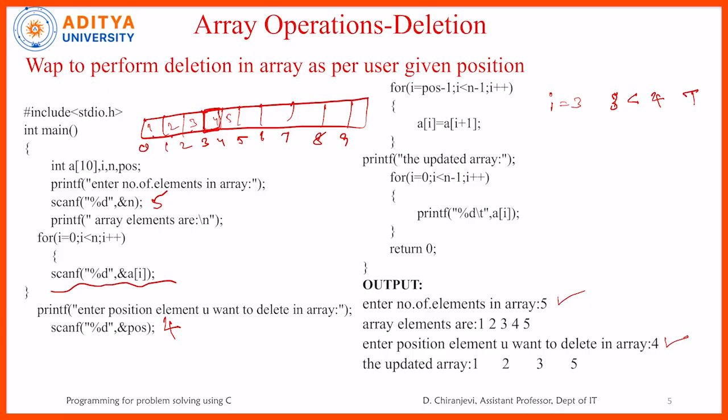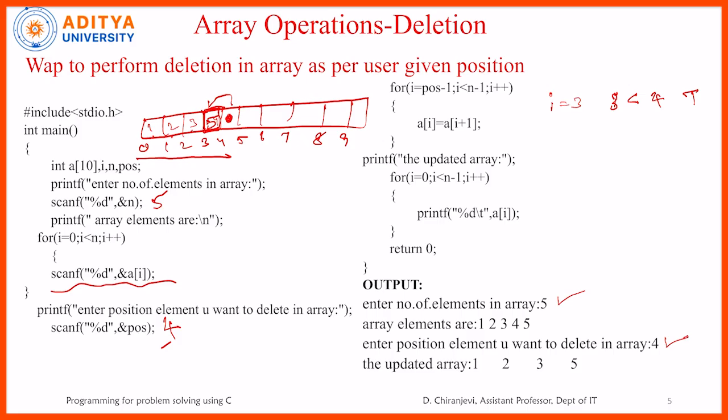If this is true, what will you do? A of i plus 1, i is 3, i plus 1 means 4, A of 4 you will shift to A of 3, so 5 will be shifted to here, right? Position 4 element is deleted, that's why the 5 element will be shifted to this location. So now this value is 5, and this element is removed after deletion, right? Now you are updating. Earlier up to index 4 elements were there, now up to index 3.